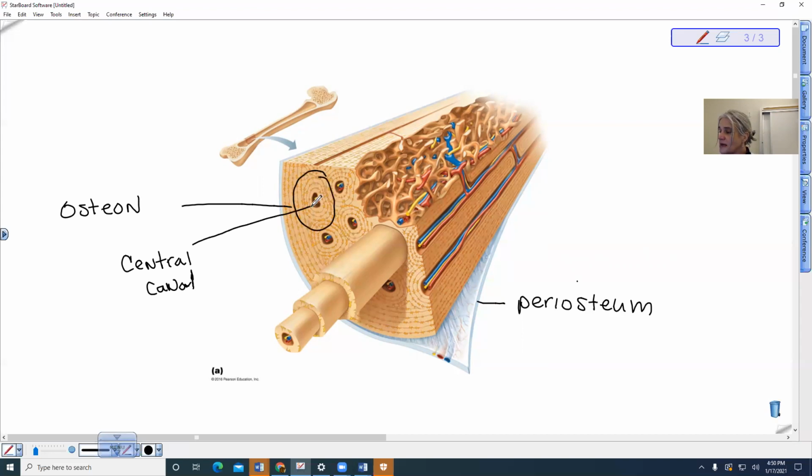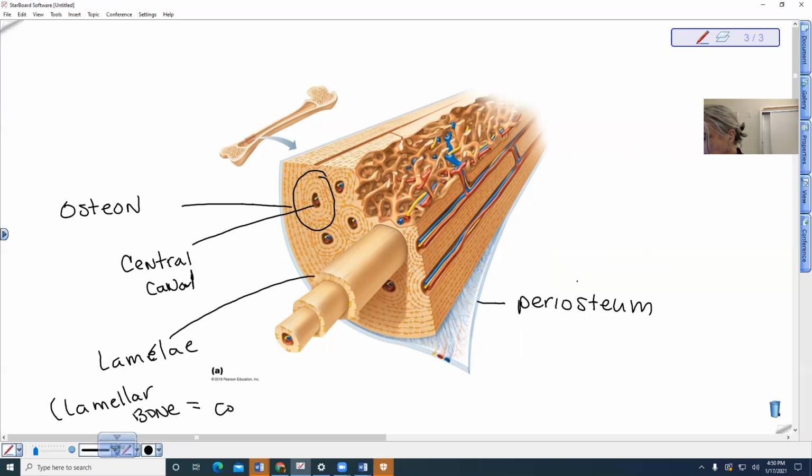Now, there's also these circular arrangements of collagen fibers that are running in different directions. And these circular arrangements are called lamellae. And this is what they've done right here, is that they've kind of broken up the lamellae. So this is a lamellae. And they do call compact bone, sometimes they call it lamellar bone. So when you see this word, lamellar bone is the same thing as compact bone.